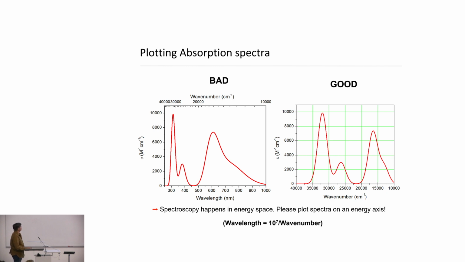And the effect is the following. Let's look here at the spectrum as it should be plotted, on a scale that's linear in energy. For example, wave number is linear in energy, or electron volts would be linear in energy. The connection between wavelength and wave number is just 10 to the 7 divided by wave number gives you wavelength, and vice versa. So what you see here is that basically all of these bands on the energy scale have the same width, roughly speaking, and that is generally true with a few exceptions that I'm going to explain later.